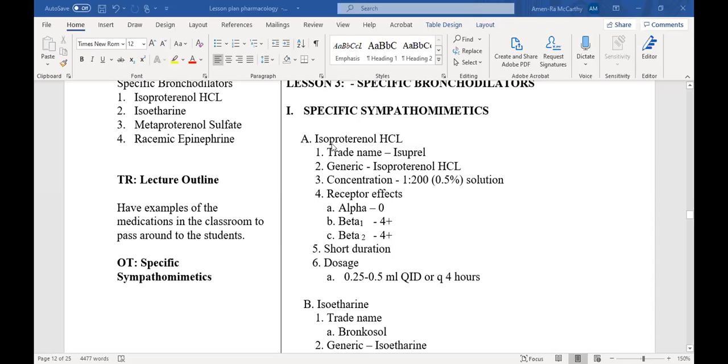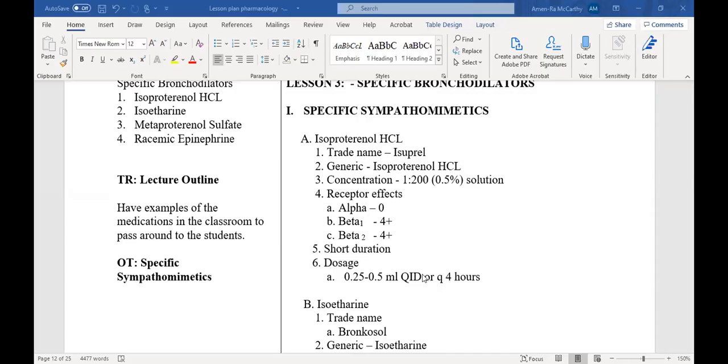On one side, you need to have isoproterenol. That is the generic name, isoproterenol. On the other side, you need to put the trade name, Isuprel, right? Concentration is a 1 to 200 ratio or a 0.5% solution. Receptor effects. Okay. Isoproterenol, which is trade name Isuprel, has 0 alpha, +4 beta 1, and +4 beta 2. It is a short duration, and the dosage is 0.25 to 0.5 milliliters QID or every 4 hours.